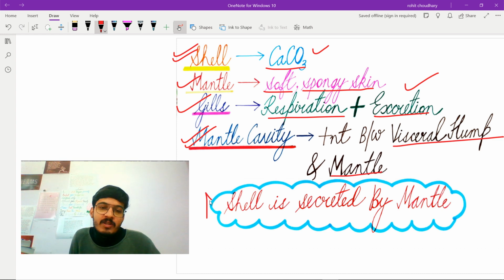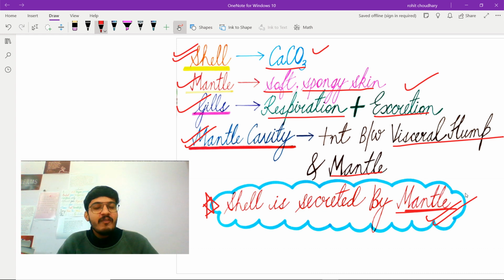And this is the most important point, that the shell is secreted by the mantle. As you know, the mantle is a soft spongy skin, but the shell is too hard, which protects the organisms from predators. As you know, the shell is made up of calcium carbonate. So it is very interesting that the soft spongy skin is secreting the shell.